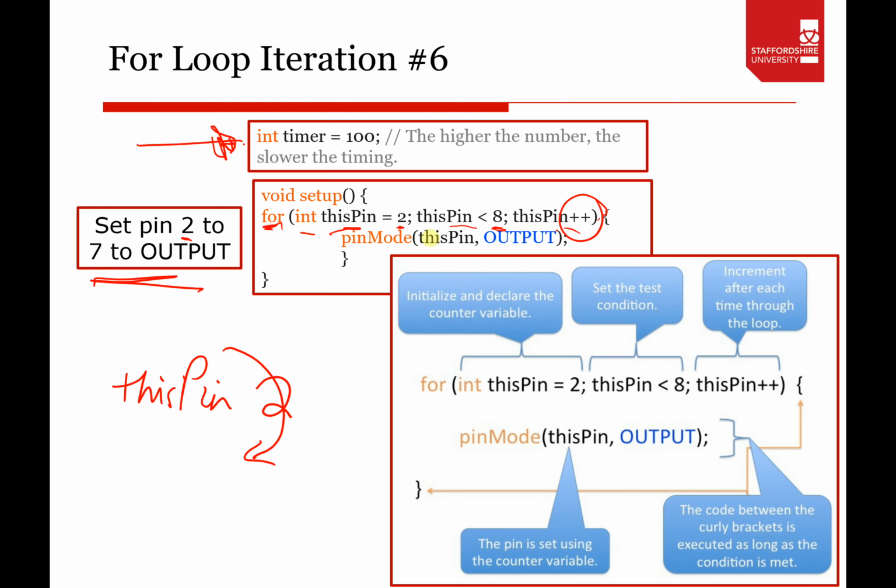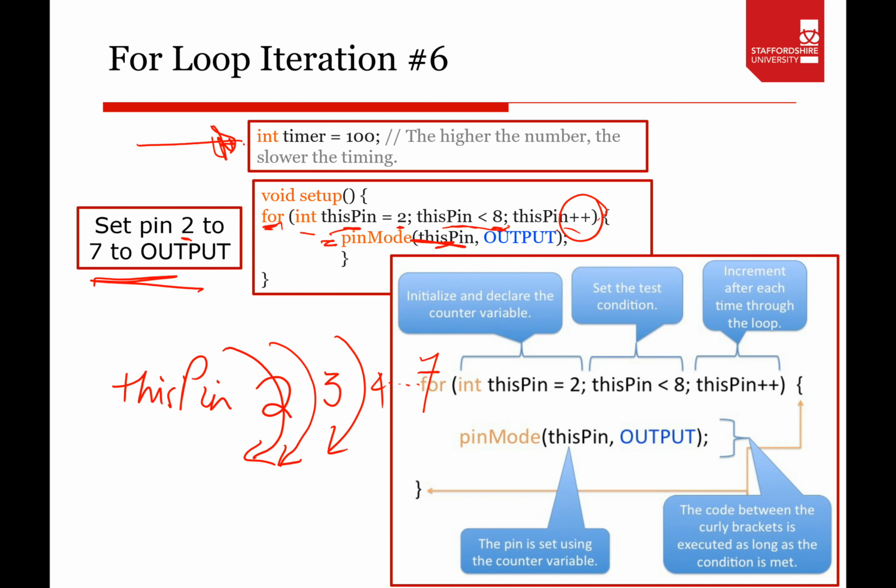So pin mode, this pin, so pin 2 is set as output. It will then go around the loop for the next iteration. So 3. 3 is still less than 8, so it will execute the code in the for loop this particular time. 4 all the way to 7.